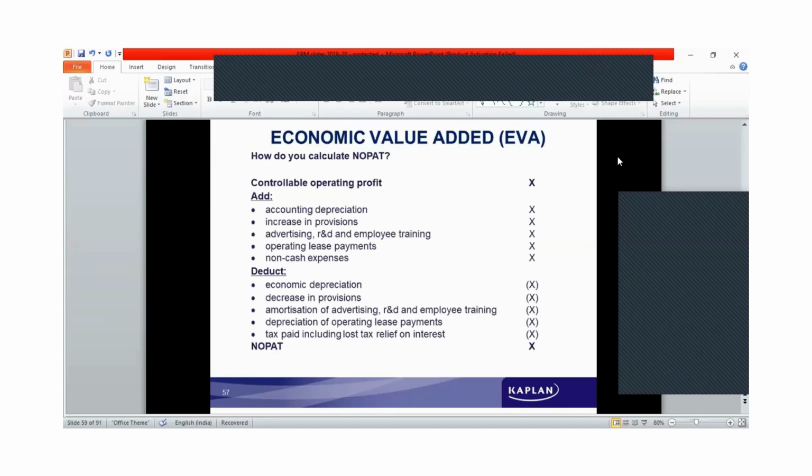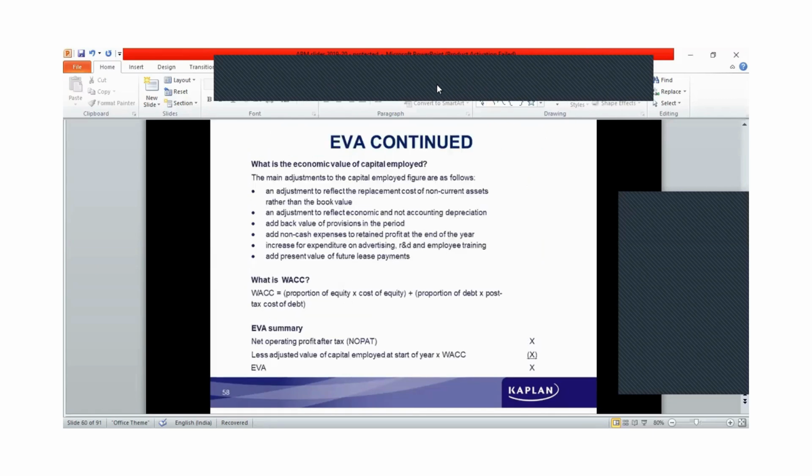Another topic we have here is economic value added, EVA. How is it calculated? The formula for economic value added is given here. The first step is to calculate NOPAT, net operating profit after tax. From that, deduct the cost on the capital employed which is available at the beginning of the year. At the start of the year, whatever is the capital employed, on that the cost of capital is calculated. That cost amount is deducted from the net operating profit after tax, and the resultant figure is called the economic value added.